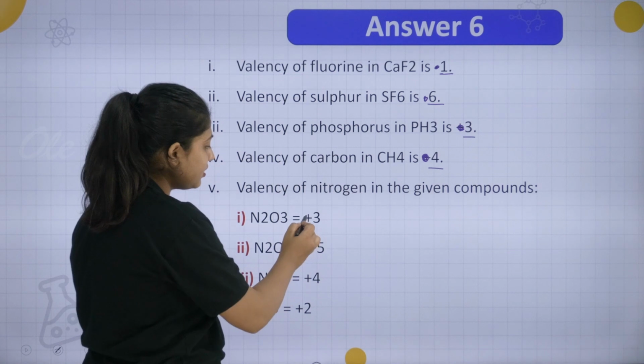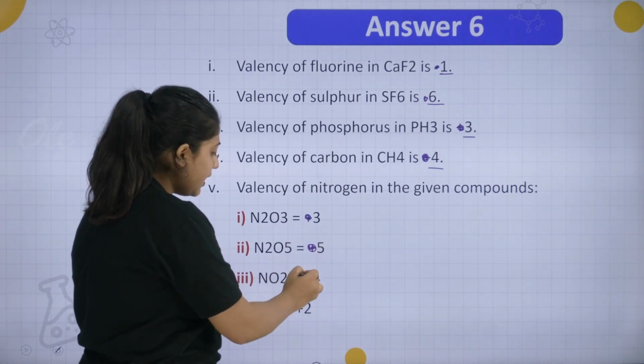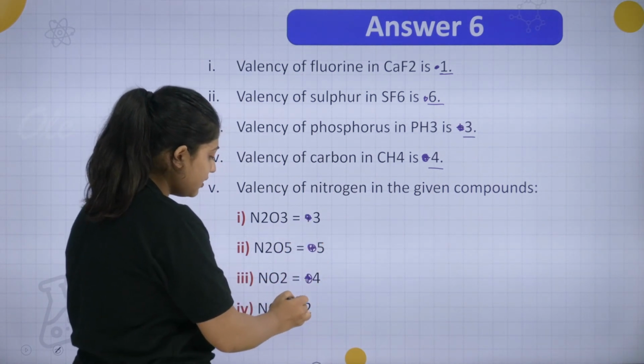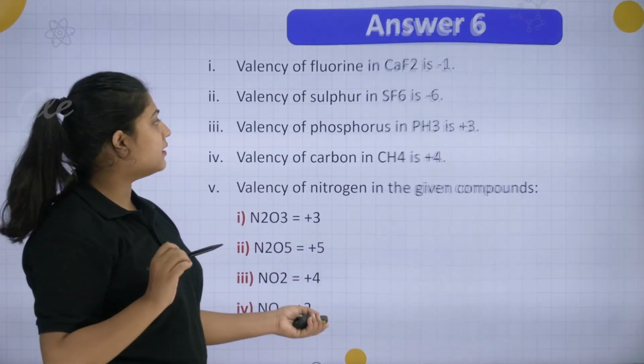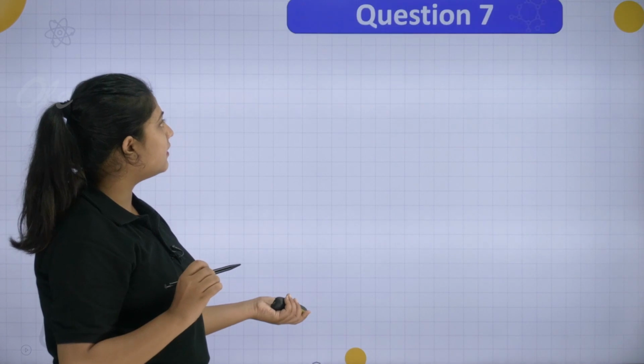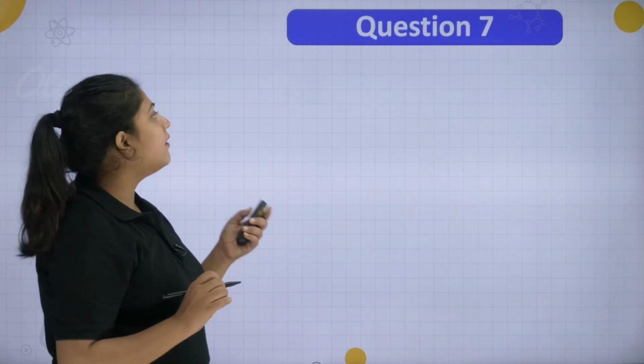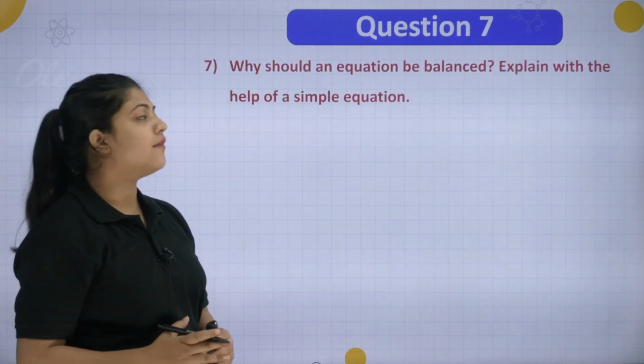In the similar way, this is basically a charge, so a positive or negative sign is not that much needed. What is needed is the number here. The answers are given here to you. Okay. Now if we talk about question number 7.